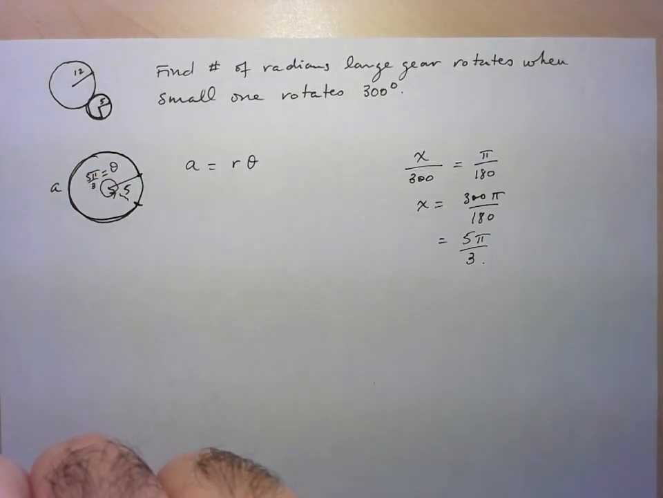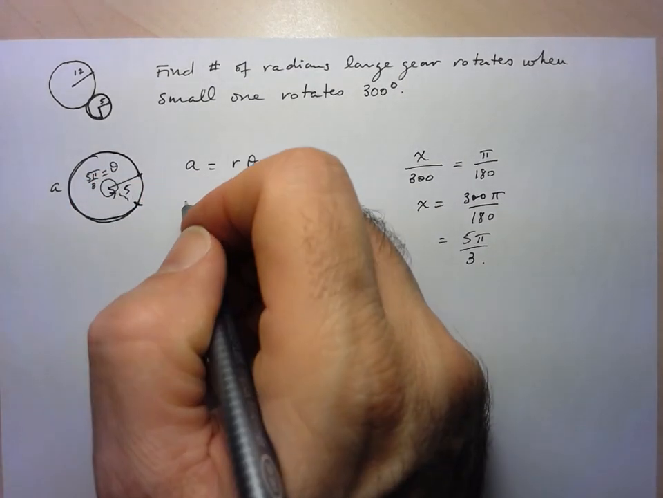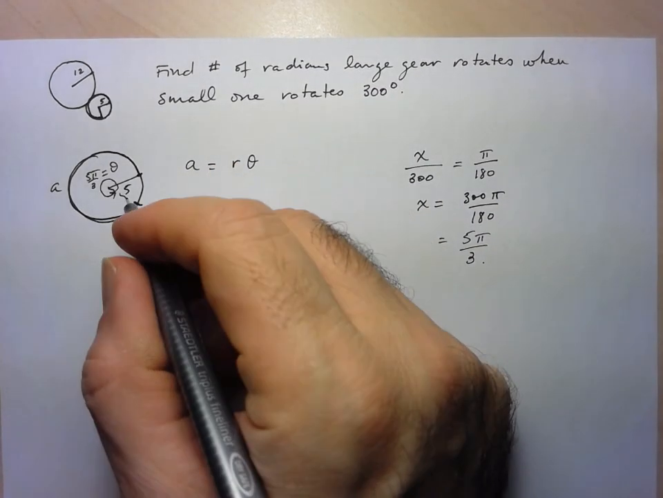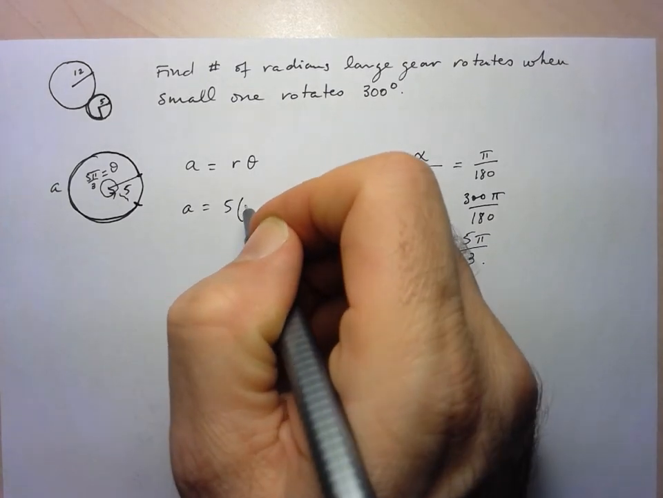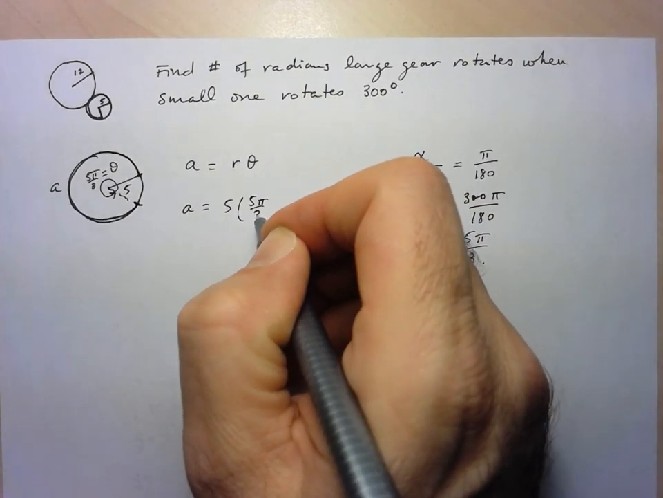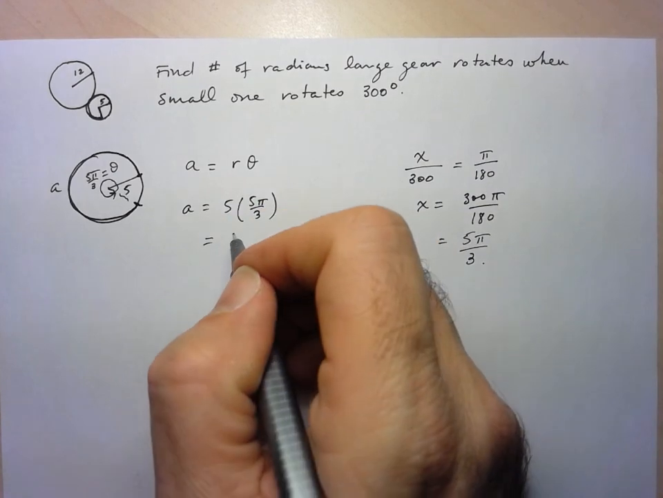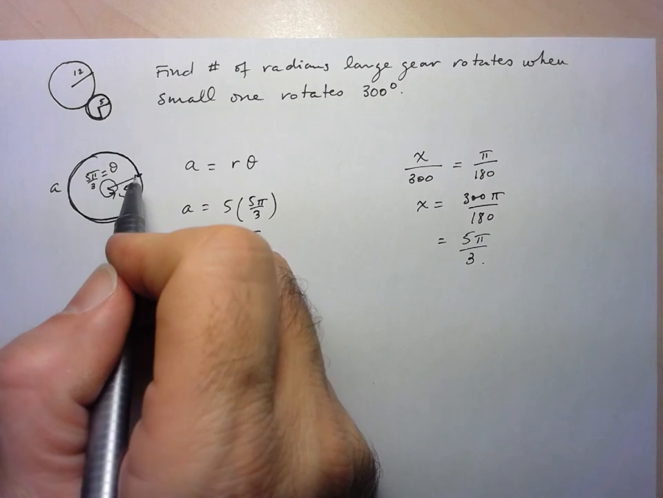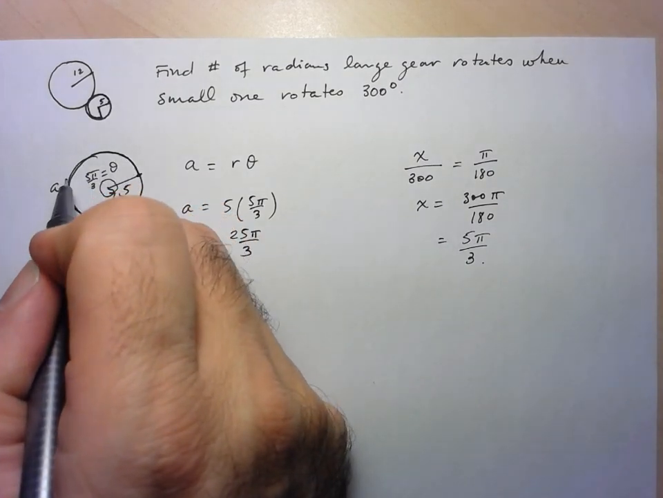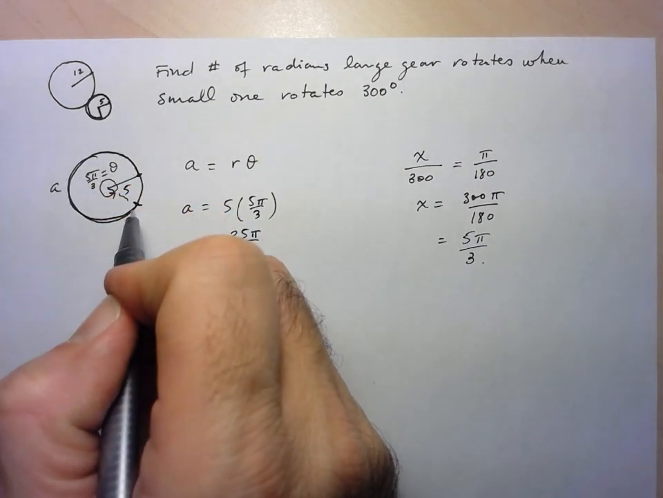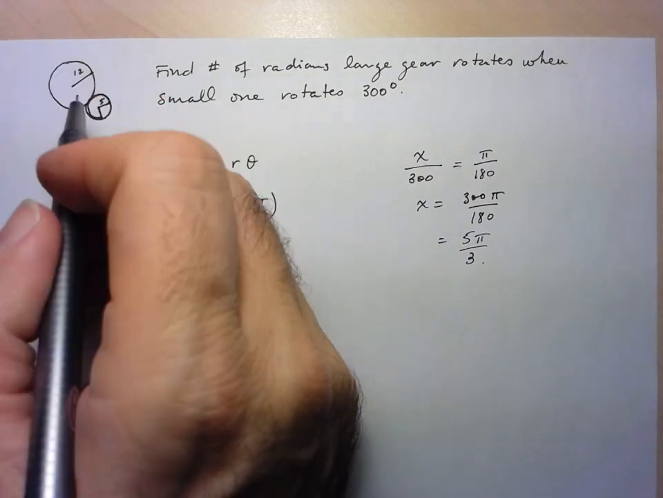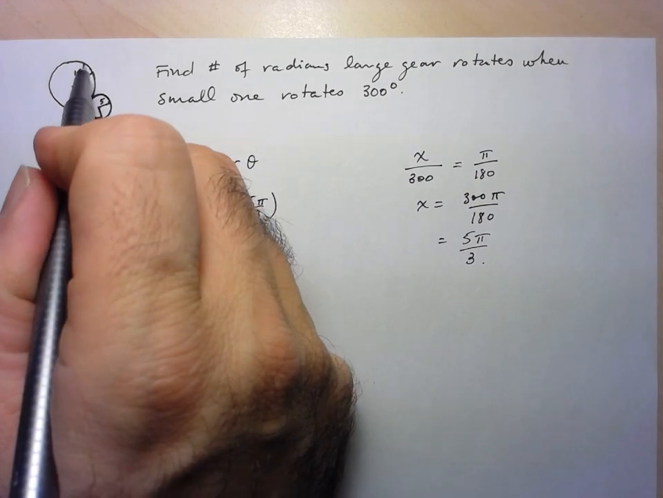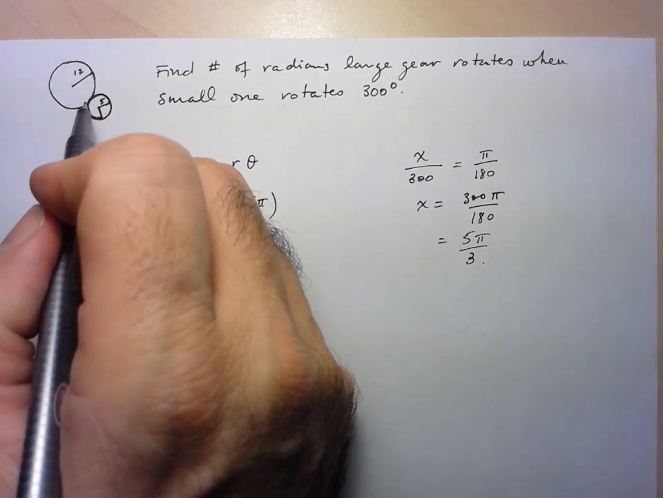Now let's calculate A equals r theta. My radius is 5, my angle is 5 pi over 3, so the arc length is going to be 25 pi over 3. But that's the distance that's traveled along the smaller gear. Now that same distance gets traveled along the larger gear, except I would expect my angle to be smaller.